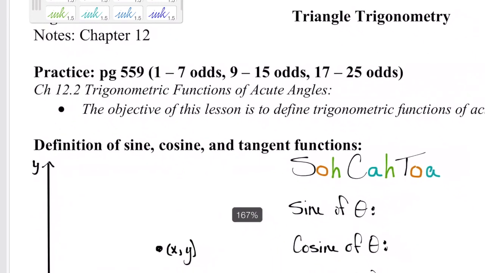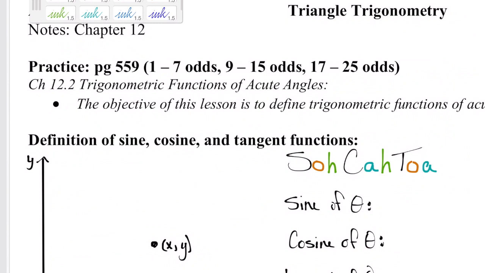So, when we're looking at the definition of sine, cosine, tangent, if you've taken geometry, which the majority of my kids have, you should remember this thing called SOHCAHTOA. This is talking about sine, cosine, and tangent and which parts of a right triangle you're looking at when it comes to each of those functions.